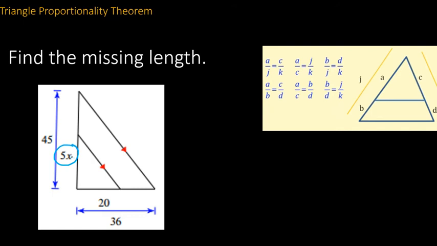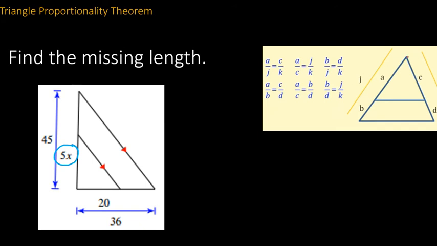So I need to find x, solve for x, so that I can figure out the true length of that side. But once again, I'm going to use that same technique I used before, associating A, B, C, D, J, K to this triangle.